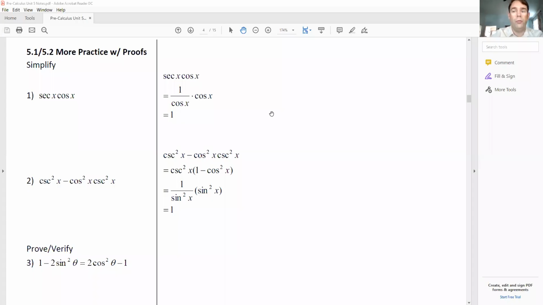All righty, folks. Good to see you all again. We're going to keep going through looking at trig proofs just a little bit more. And so that way we kind of recall, remember that we essentially have three different steps, or three different things we're looking for.